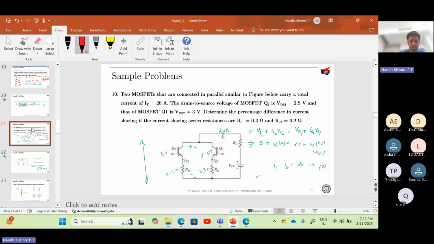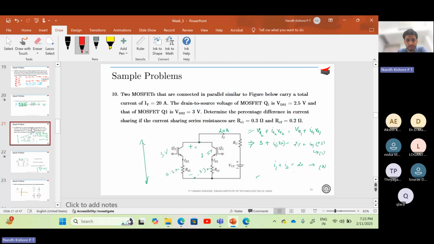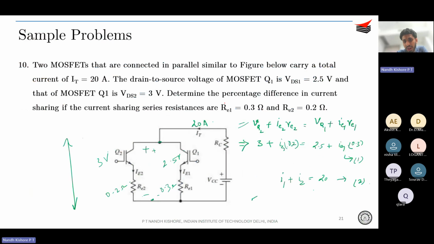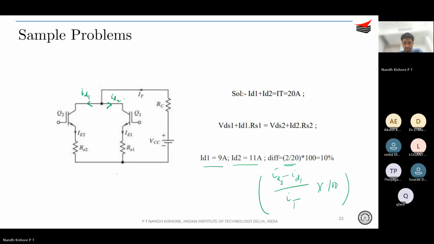So you get two linear expressions with two unknowns. You just need to solve it and obtain I1 and I2. From that, you can get the difference percentage, because that is what is asked: find the percentage difference in current sharing. So I1 minus I2 or I2 minus I1 divided by the total current into 100. That is 10%.